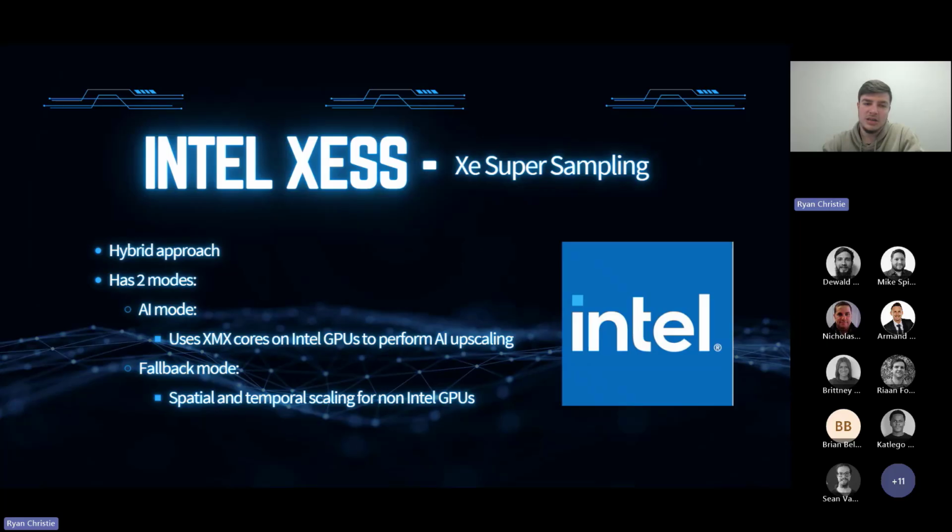And then we get Intel's XeSS, or Xe Supersampling, which has two modes, an AI mode and a fallback mode. The AI mode is only used on Intel GPUs, and the fallback mode, which just does spatial and temporal scaling, will work on non-Intel GPUs, but obviously won't work as well.